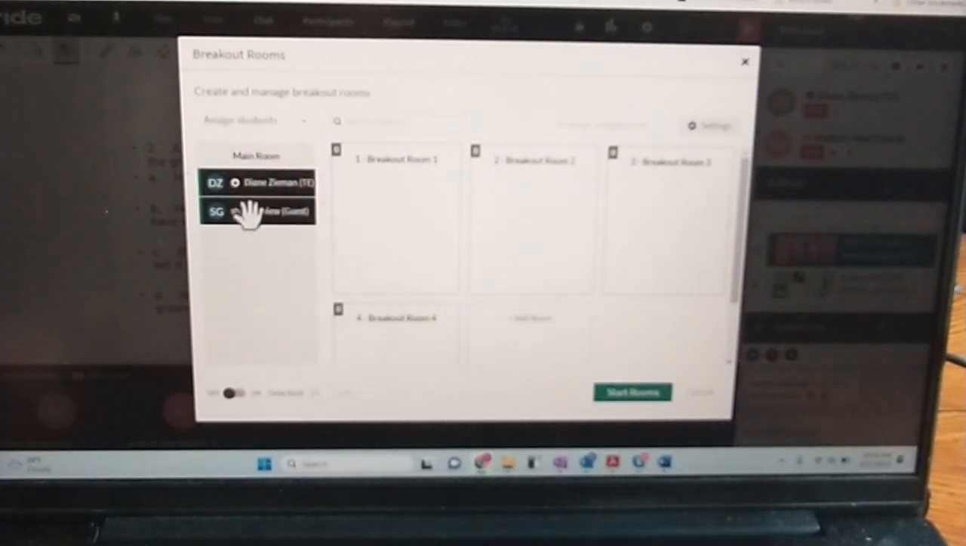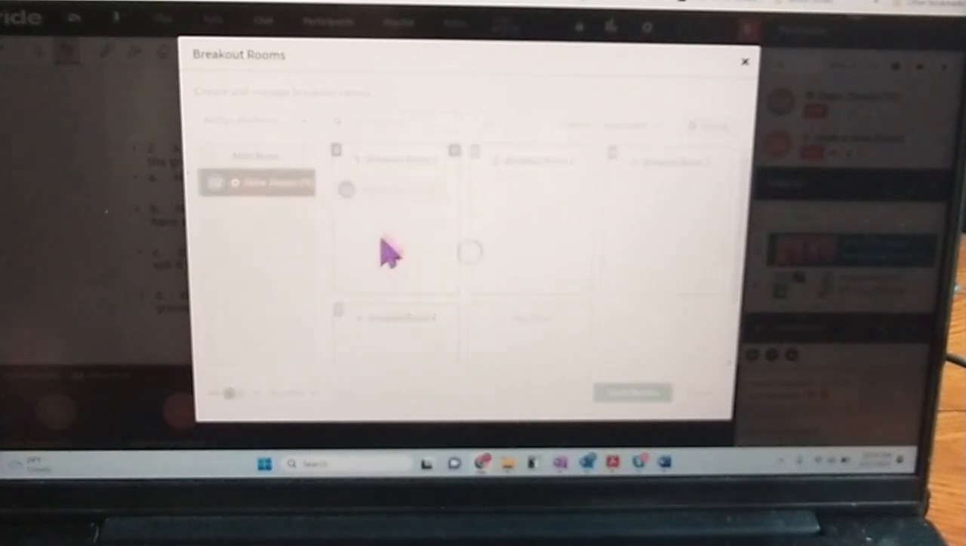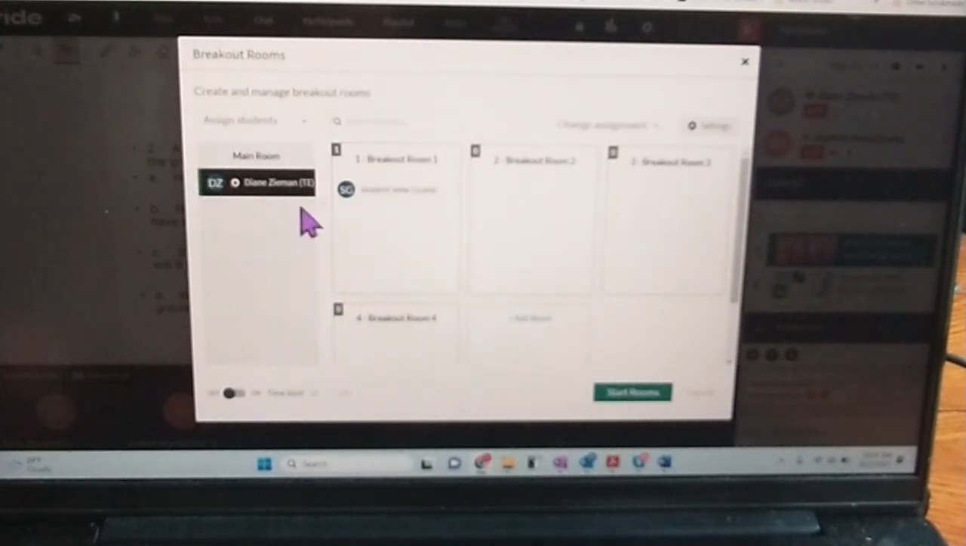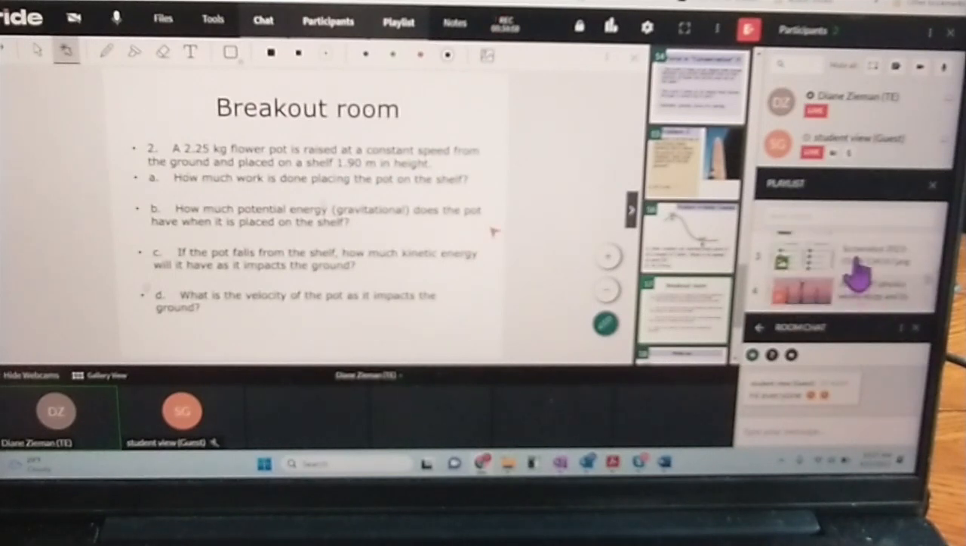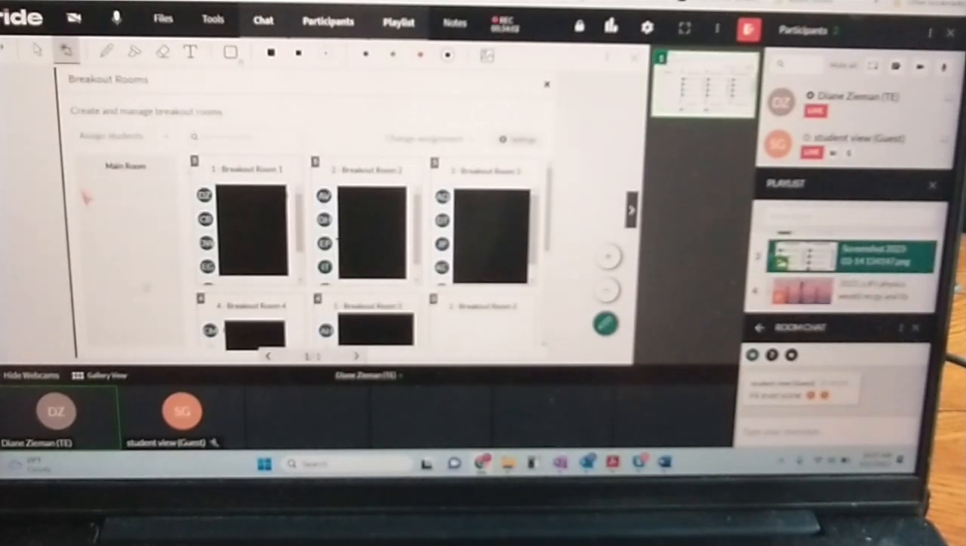But if I wanted to put students in breakout rooms, I can choose a number of rooms and how I assign my students, or I can simply move them into breakout rooms. And once I do that, they would be with a group of students and they could discuss the slide. Here is an example of breakout rooms that I used in my class with that exact same slide.